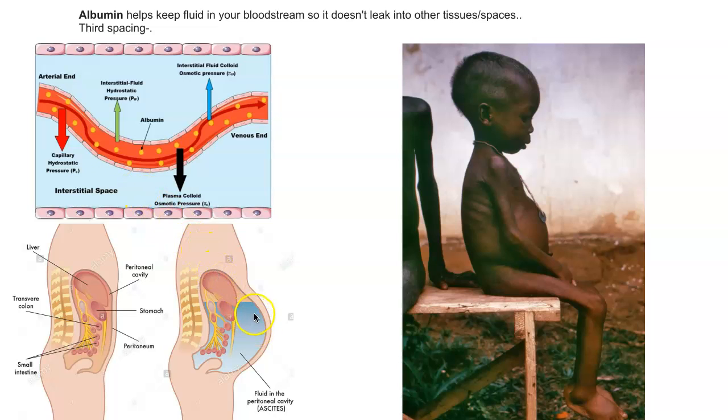So here they're showing third spacing into the peritoneal cavity, and this is called ascites when you start losing fluid into this peritoneal cavity. That is why you have this. So when you see someone who is starving, this child is starving.